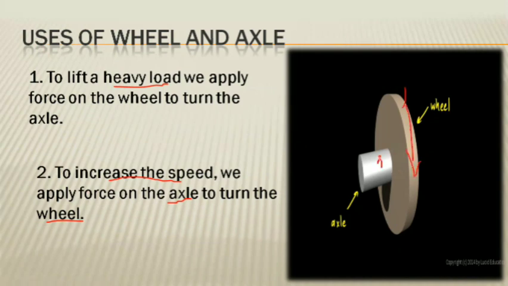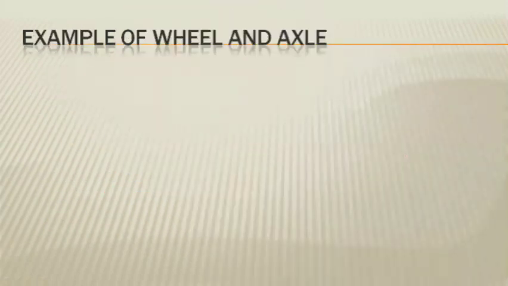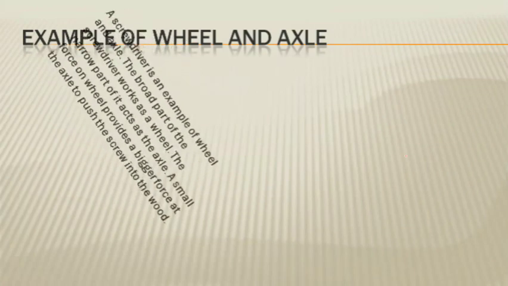then this will move. And when we want to increase the speed, we rotate this axle and then this wheel will move. Definitely we have to rotate the smaller wheel inside it, then the larger wheel will move, so the speed will be increased. So that is used in our daily life, and we have lots of examples of wheel and axle in our daily life.